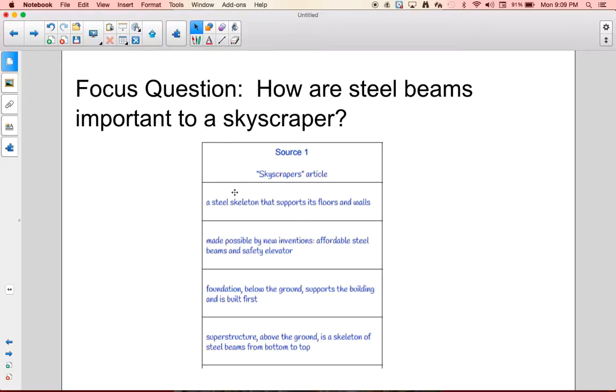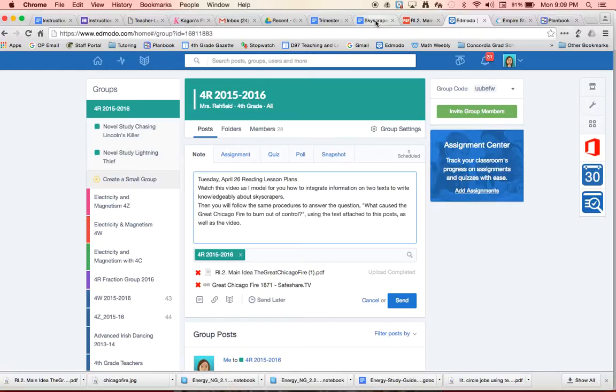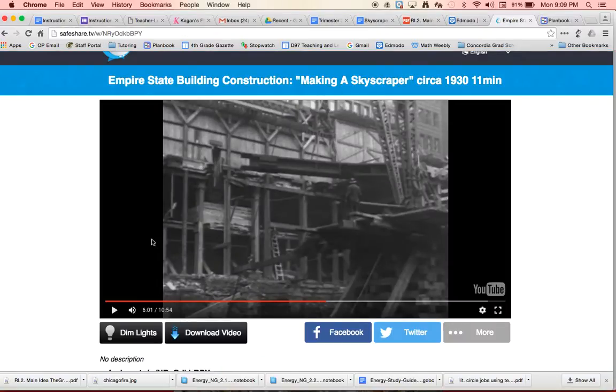So again, friends, you would reread the article, and then you would take notes that you think would answer the question. So then I watched a video, and I'm going to show you the video that I watched. The video starts off, I'm starting it midway through, and we're going to watch, and then I'm going to show you some of the notes that I took from the video.